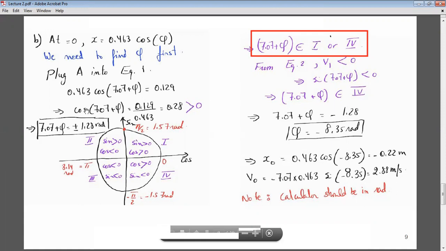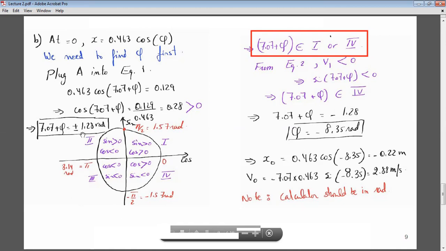Okay, so let me repeat this quickly. So equation 1 says that 0.463 cosine of 7.07 plus phi is equal to 0.129. So cosine of 7.07 plus phi is equal to 0.129 divided by 0.463. And this is equal to 0.28. Now we use our shift cosine. And we get that 7.07 plus phi is equal to shift cosine of 0.28. And we get it is 1.28 radian.